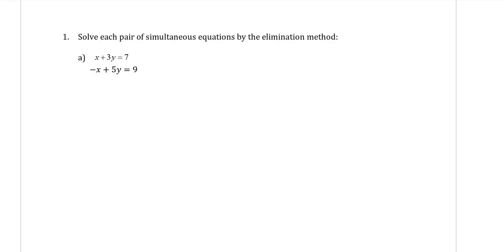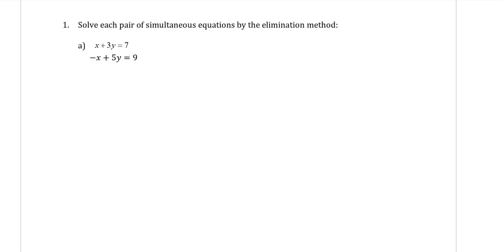Okay, so here's the questions. Solve each pair of simultaneous equations by using the elimination method. So when I look at this, I can see x and minus x. They both have a 1 in front of them. One's a positive 1, one's a negative 1. So those have the same number in front, whereas the y's are different. So I can't eliminate the y's, but I can eliminate the x's.